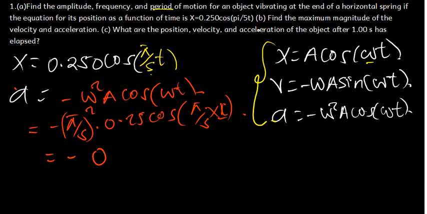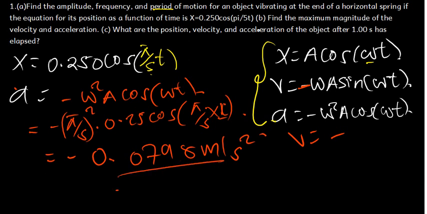Oh, that one, the velocity was supposed to be negative. You put negative because there's a negative here. So it's going to be negative 0.0798 meters per second squared. So that is our acceleration. Okay, so that is it about this question.